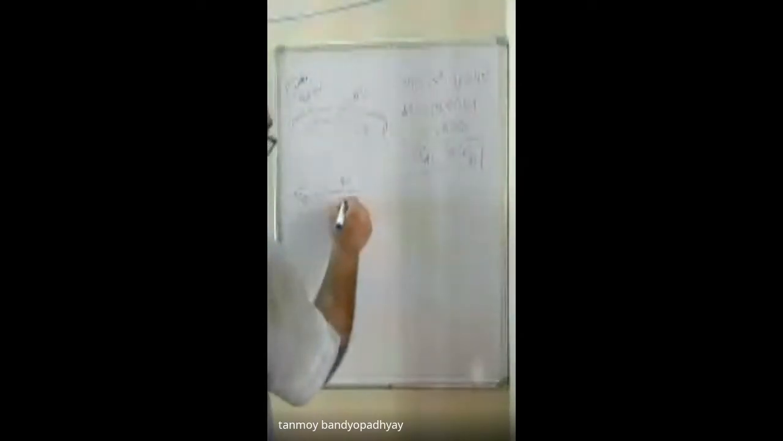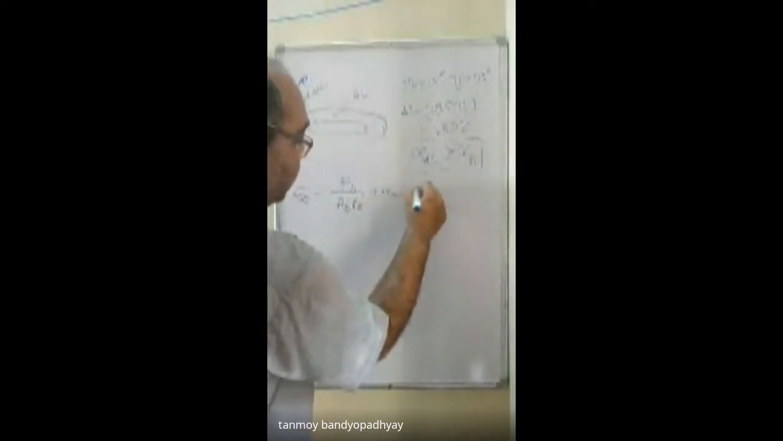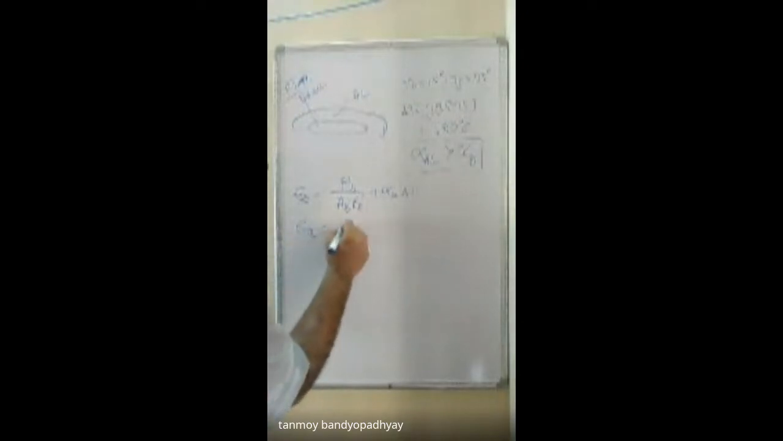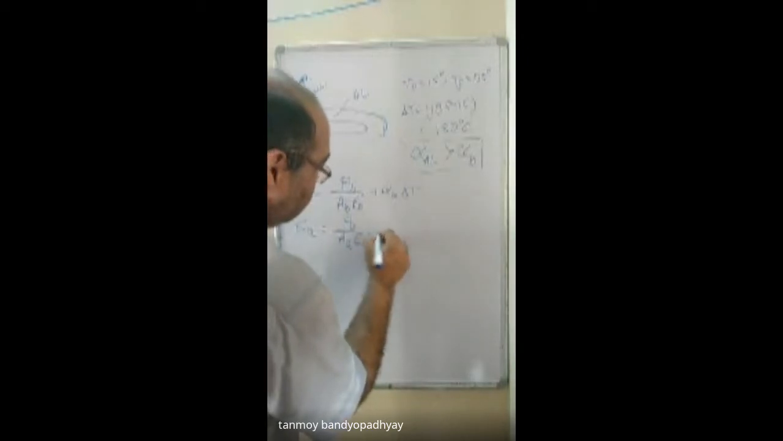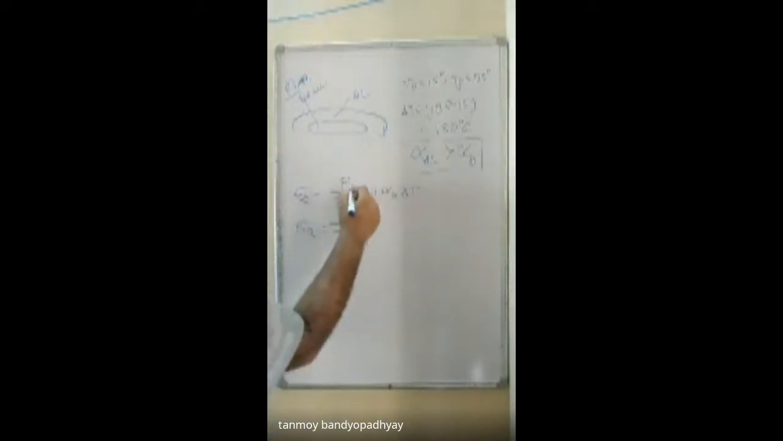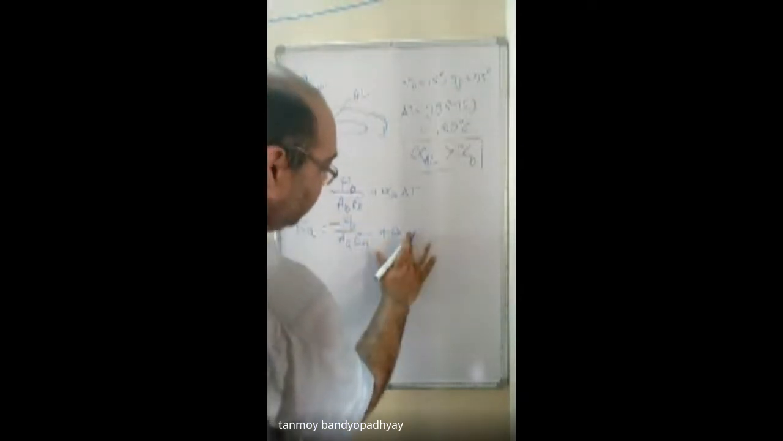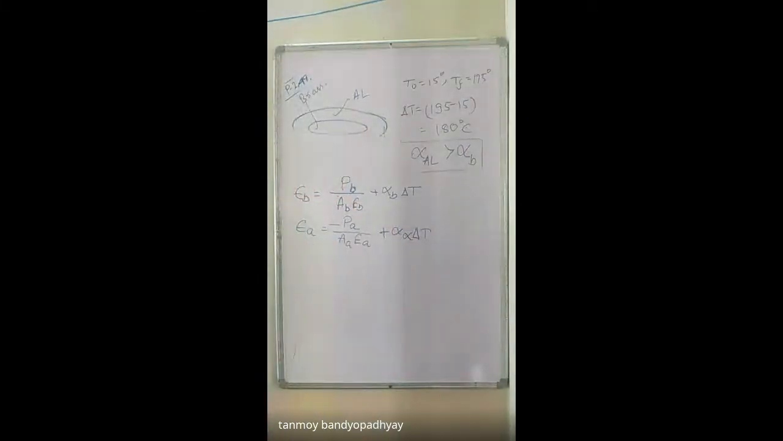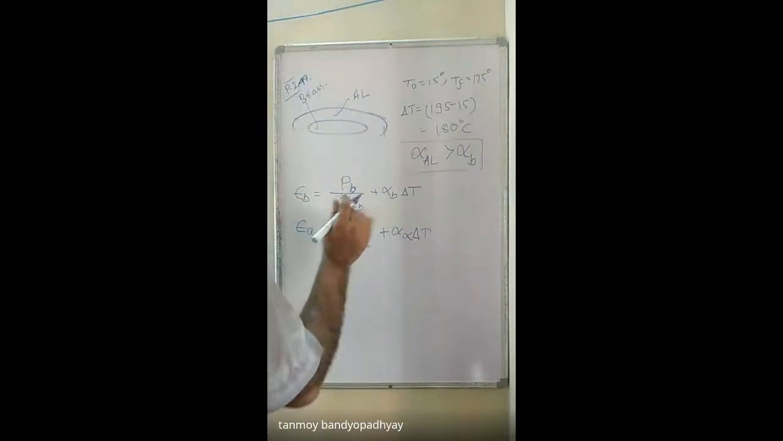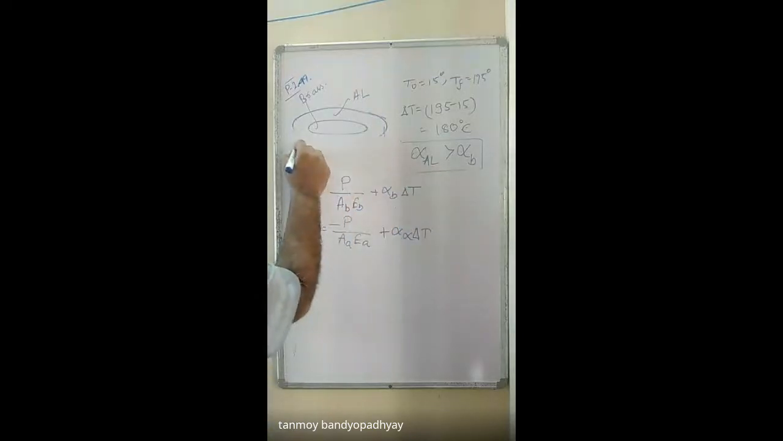ABEB plus alpha B into delta T, and sigma aluminum, so that should be equal to PA divided by AAEA. So this will be negative. If this is positive, this will be negative, plus alpha B alpha A into delta T. So these P's are the same, okay? This PA and PB are actually the same. So P is the entire force on the assembly.